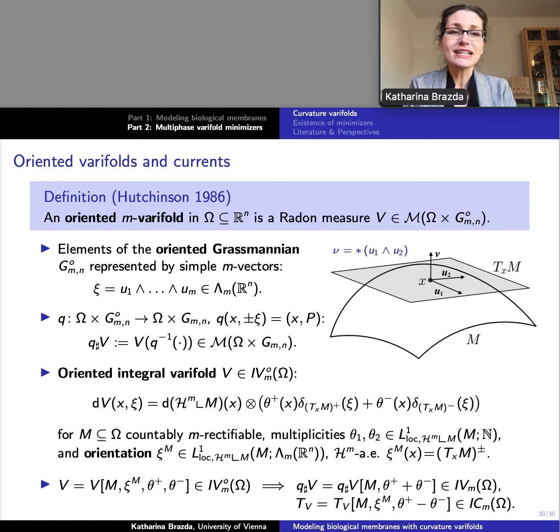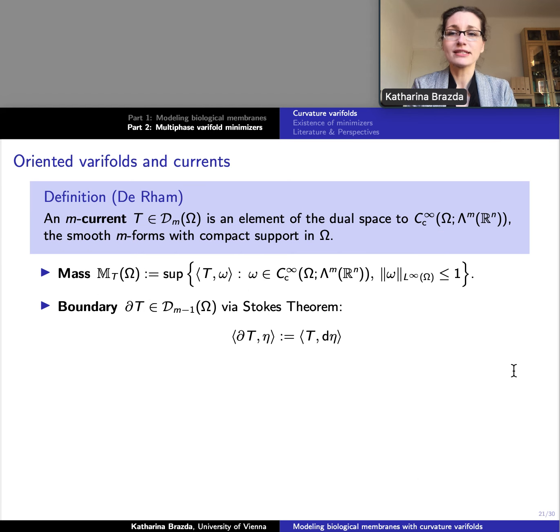So actually, currents are the geometric measure theory concept for oriented surfaces. So generally, an m-current is an element of the dual space to the smooth, compactly supported m-forms. And in particular, zero currents are just the ordinary distributions. The mass of a current is its duality norm, and the boundary of a current is just given by Stokes' theorem here.